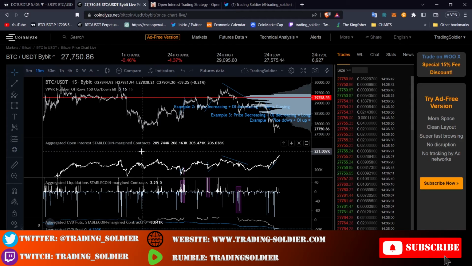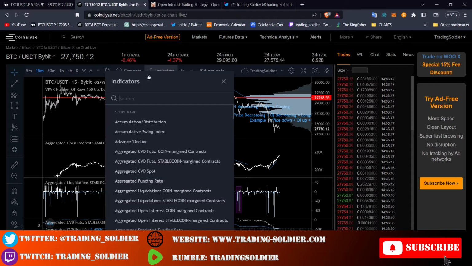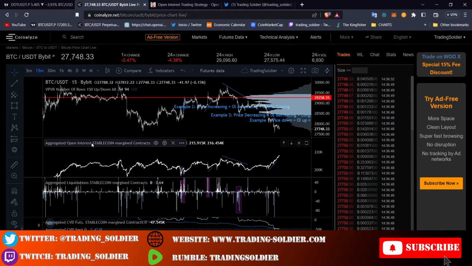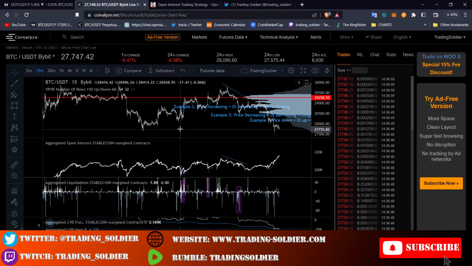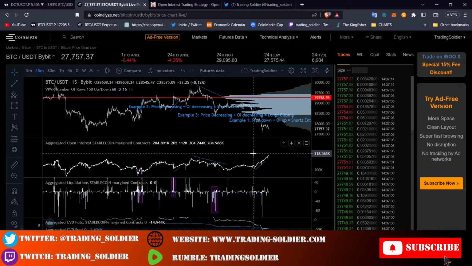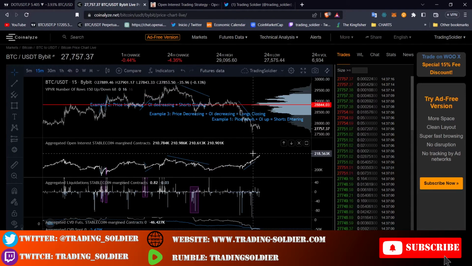For example, open interest, as I said before, is just an indicator, and you go in the indicators tab. Here you search for open interest, and you have open interest here. I like to use open interest stablecoin margined contracts because I trade short-term derivatives data, and they give a more precise insight of what's happening in the market.